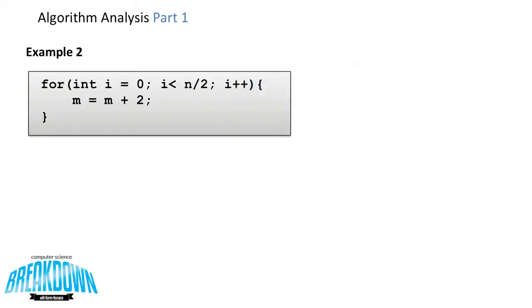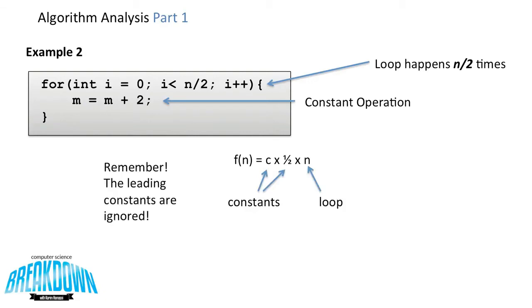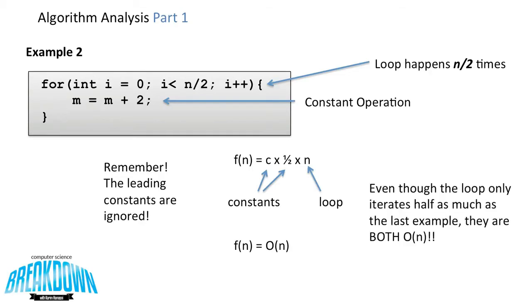Let's look at another example. Now this one's slightly different. We notice that the constant operation is still the same. However, the loop goes to n over 2 times, so it doesn't quite reach n. So our function is c times 1/2 times n. The c and the 1/2 are constants, and the n is the loop. And remember, the leading constants are ignored, so our function of n, running time, is big O of n. Even though the loop iterates half as much as the last example, they're still both O of n.